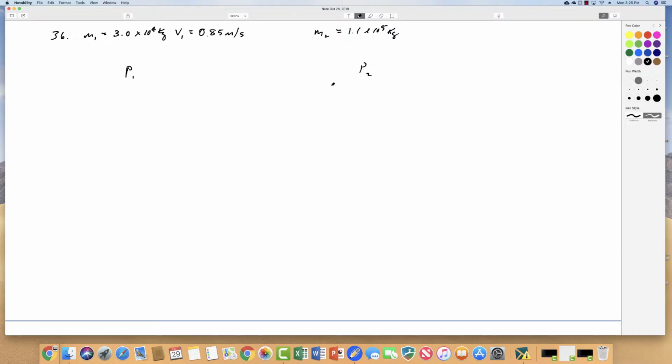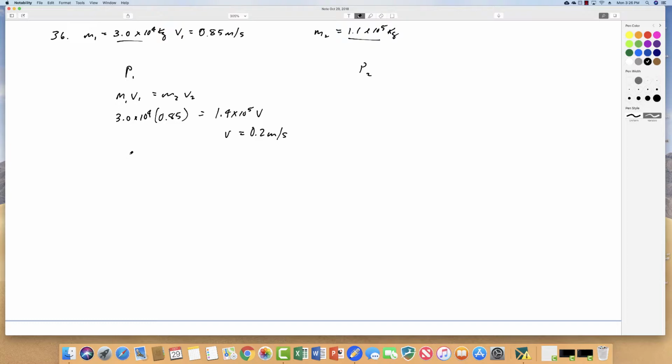So this has to slow down so that M1 V1 has to equal M2 V2, where M2 represents the sum of this and this. So M1 V1 has to equal the new mass, which is going to be 1.4 times 10 to the 5th times v. If you do the math here, you end up with a velocity of 0.2 meters per second.